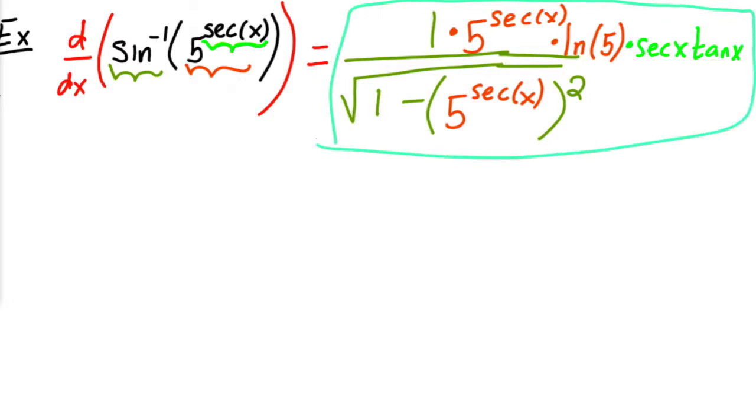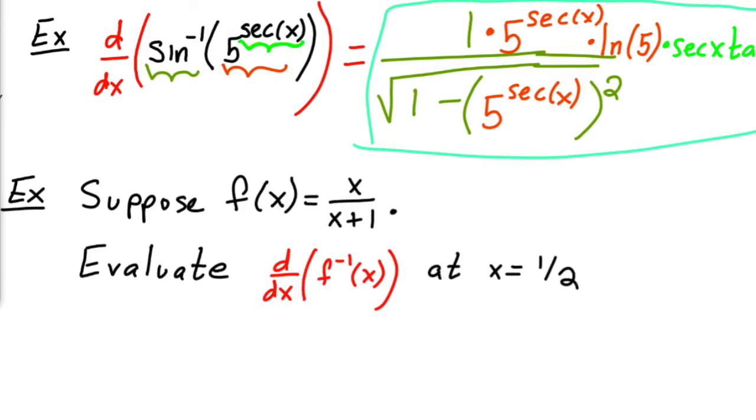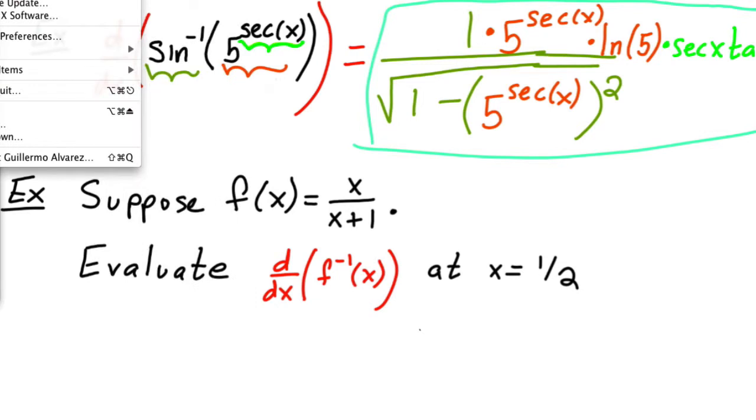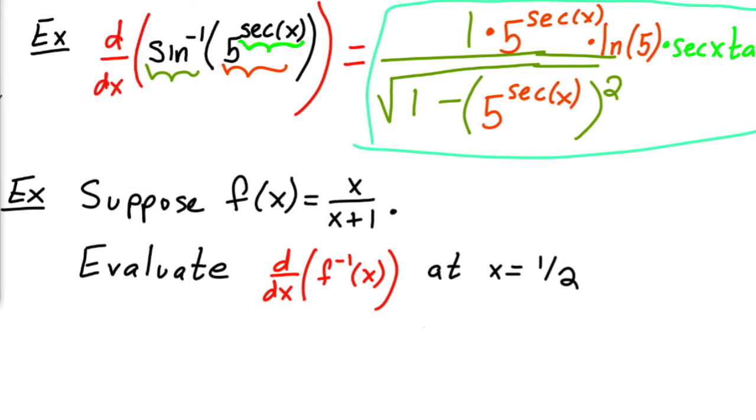Okay, let's do another example. Okay, so let's say we have the function x over x plus 1, and we want to evaluate the derivative of the inverse at x equals 1/2. Now, what we need to do is we need to use our formula. So let me write down the formula so that we have it.